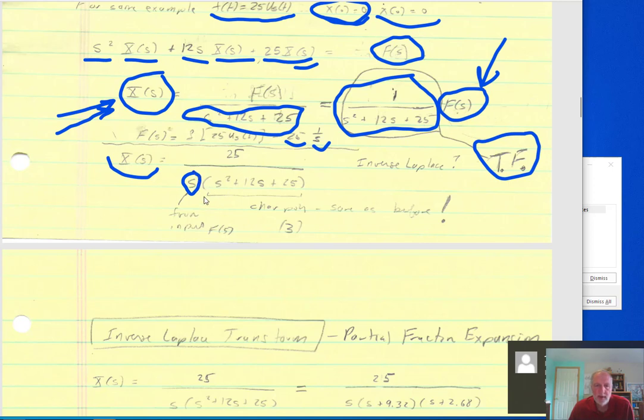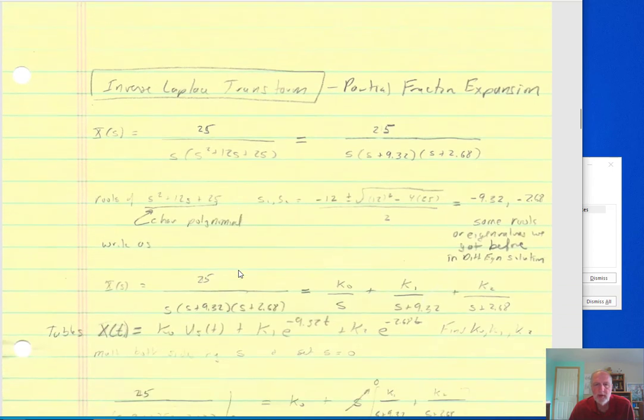Notice that here, again, like I said, here's the characteristic polynomial. Where did this s come from? Well, it came from the input. That's from the 1 over s as the input. All right, so this is the answer, but it's in the Laplace domain. So the next step is we have to inverse Laplace to get back to the time domain.